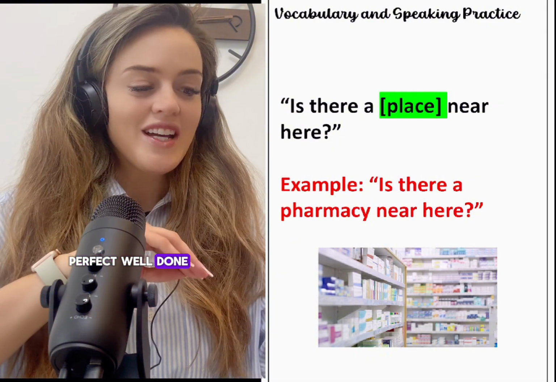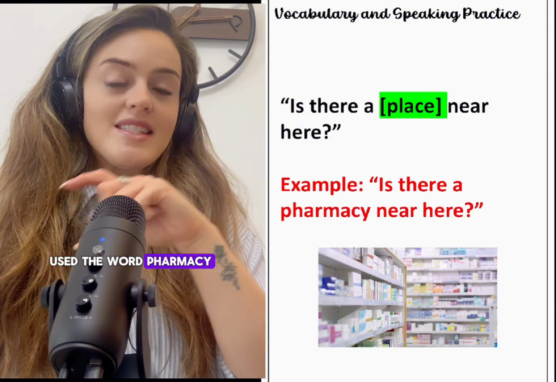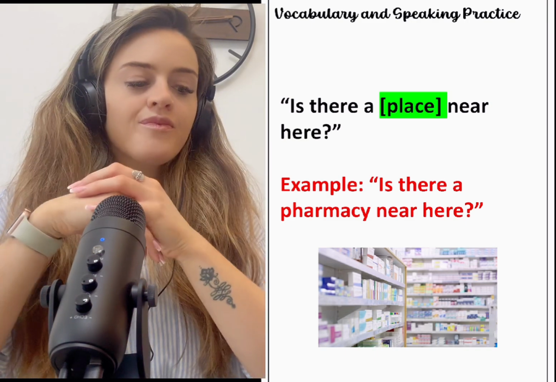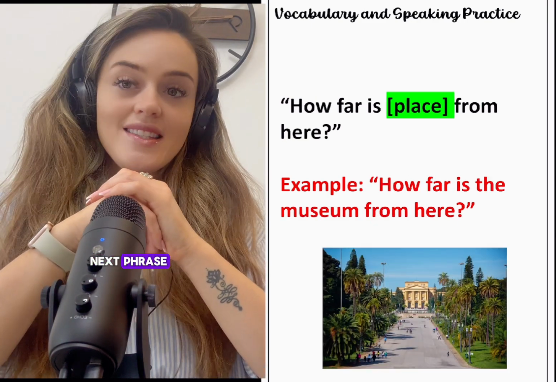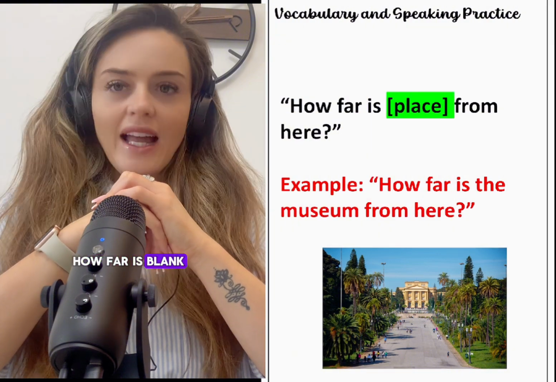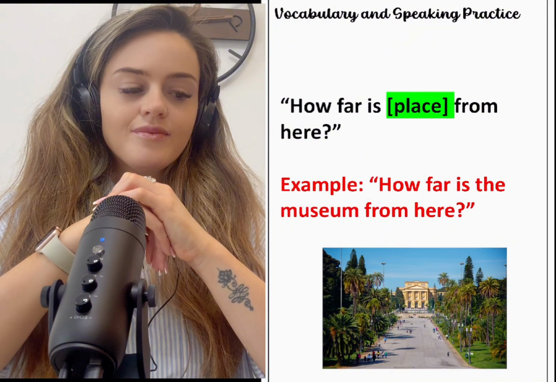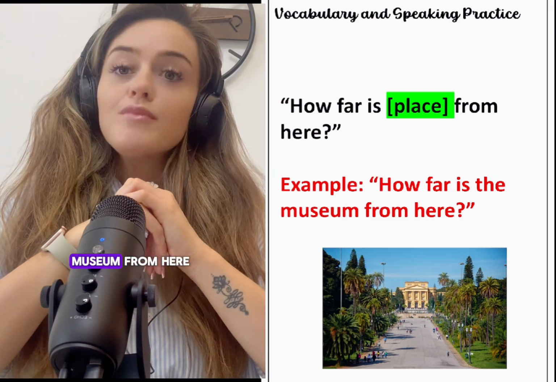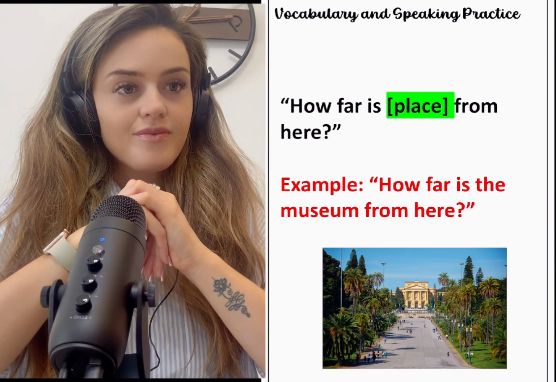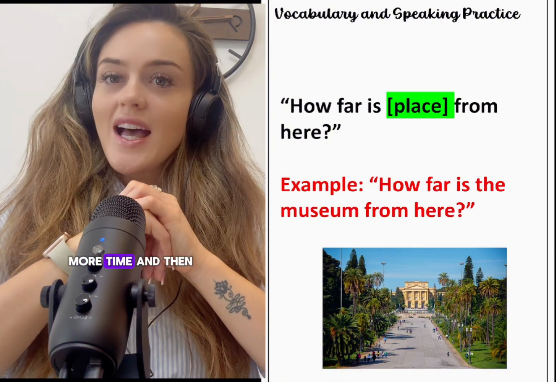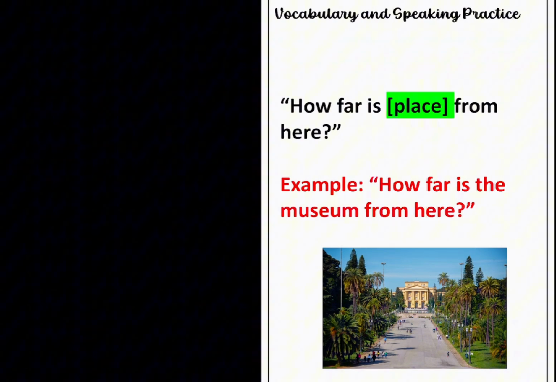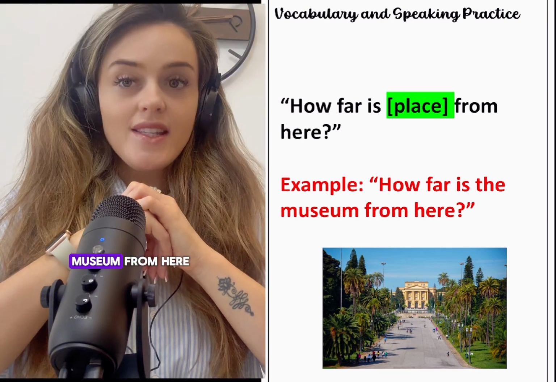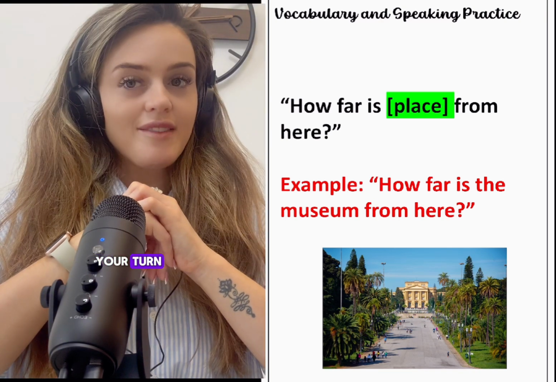Perfect, well done. So where I have used the word pharmacy, you can replace that with any location that you're asking for. Next phrase. How far is blank from here? I'll give you an example sentence. How far is the museum from here? I'll read that one more time and then it's your turn. How far is the museum from here? Your turn.